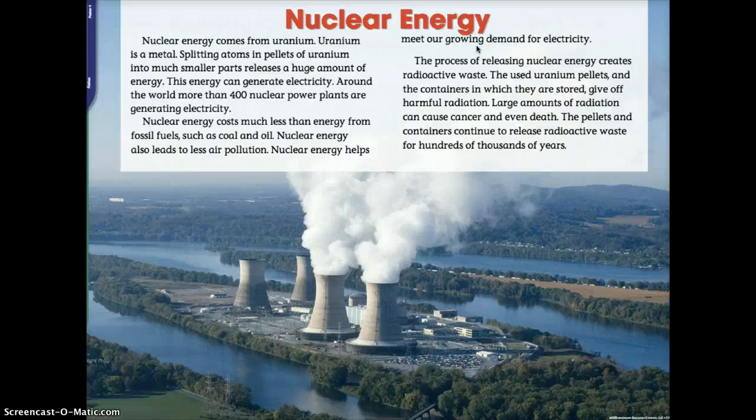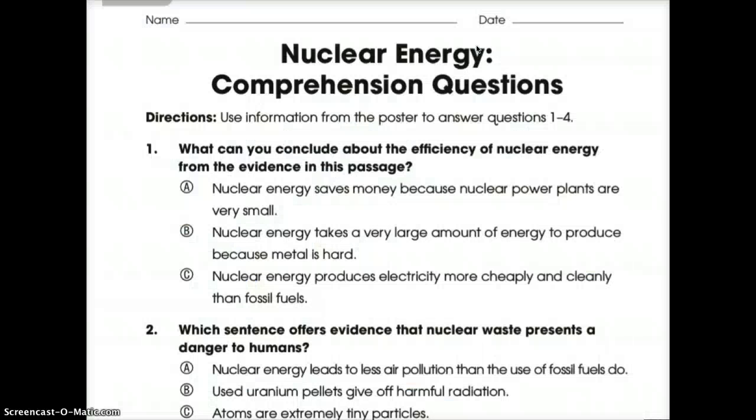The third answer fits all this evidence together. Nuclear energy produces electricity, which it does, more cheaply, which is stated in the article, and cleanly than fossil fuels. So the answer makes sense when I look at the clues and evidence in the text. The clues and evidence in the text support this conclusion, so I will choose C.